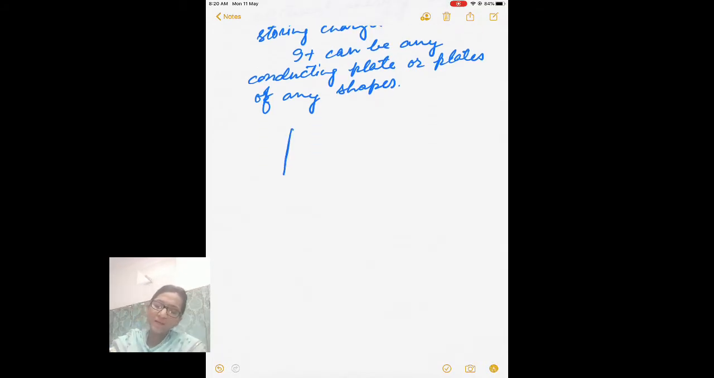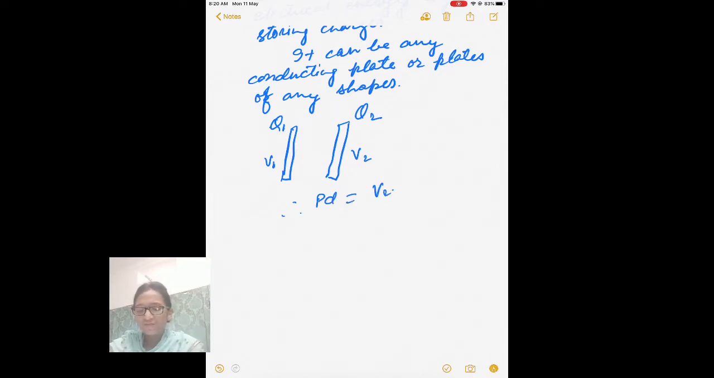So simply we should start from a combination of two plates, and these plates can retain charge of different magnitude. Suppose this plate is containing a charge Q1, this plate is containing charge Q2, and it is having potential V1 and it is having potential V2. Therefore PD, potential difference, can be written as V2 minus V1. And these plates you can see have different charges.